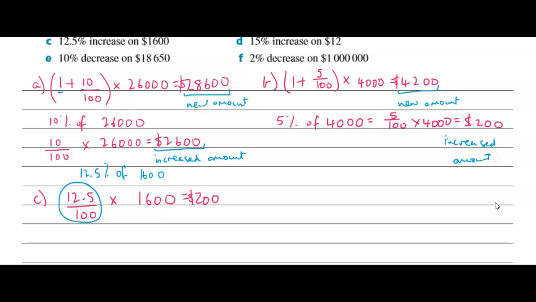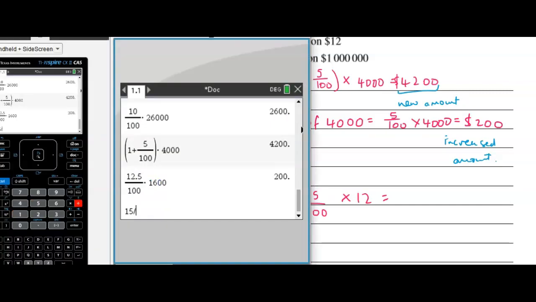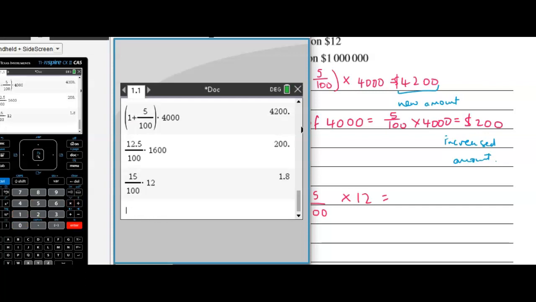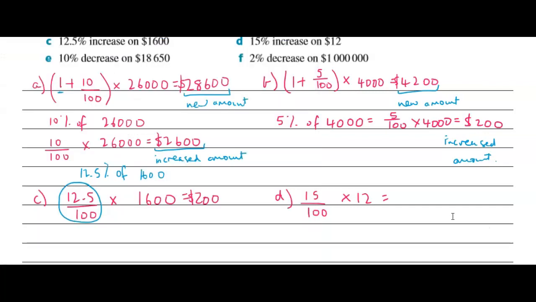All right, and D, 15%. So 15% can be written as 15 over 100 times 12, our original amount. So I'll do that on the calculator. So we get 1.8. Remember, we're working with money, so we write $1.80.